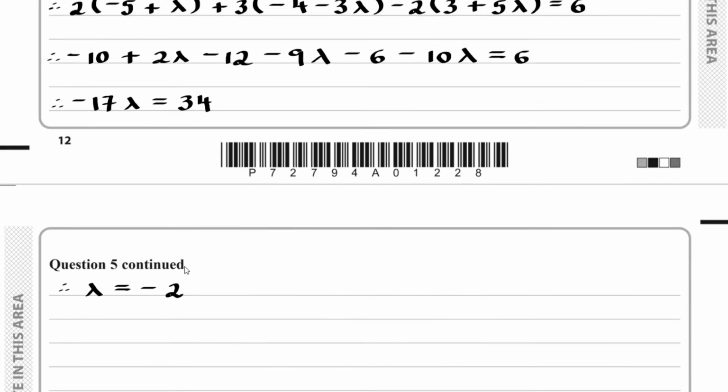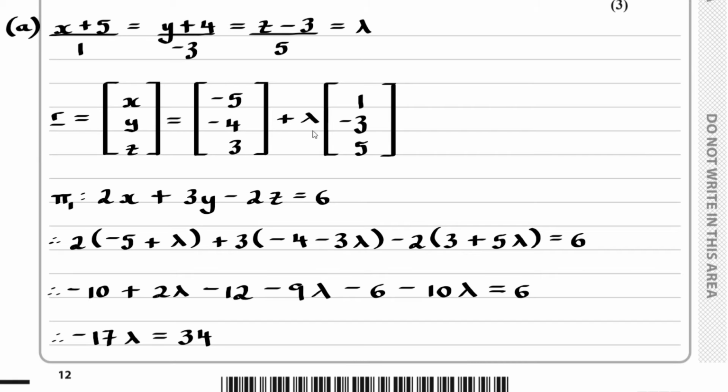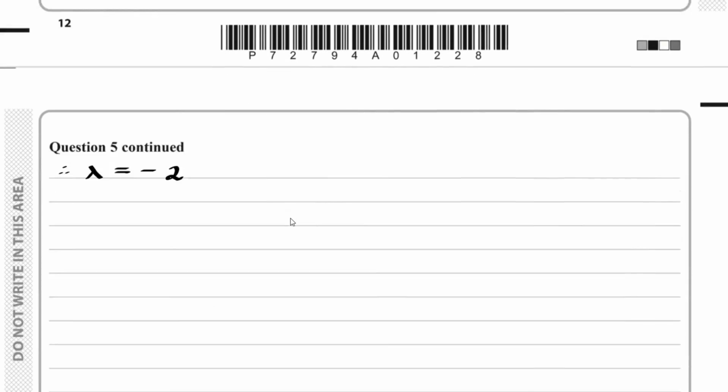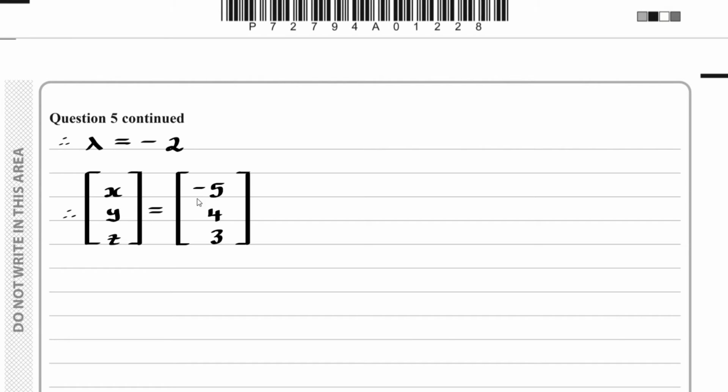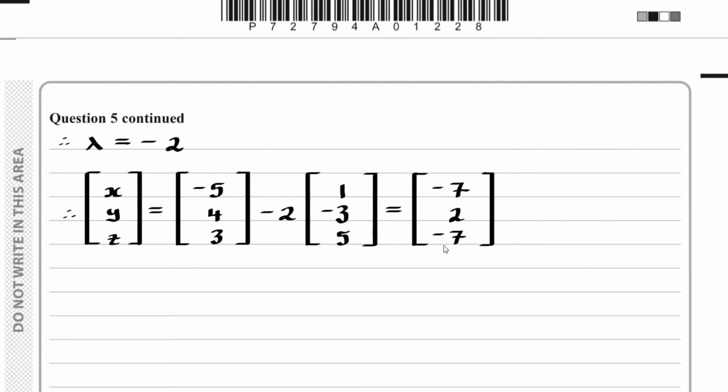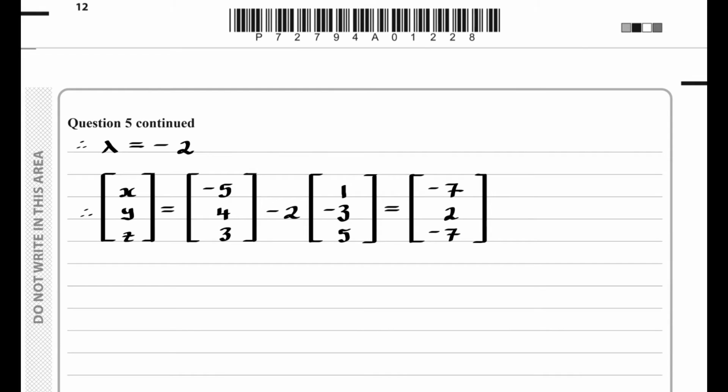Knowing that lambda equals -2, I can substitute that back in to find the point of intersection. So x, y, z, some general point, equals (-5, -4, 3) - 2 multiplied by (1, -3, 5), and it turns out we get (-7, 2, -7). And so the point of intersection is (-7, 2, -7).